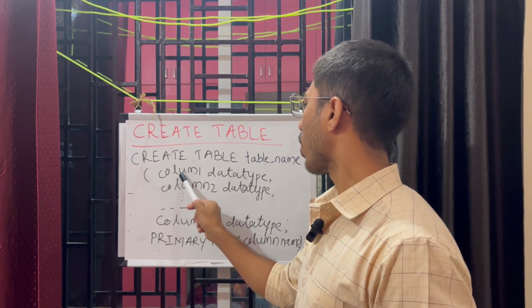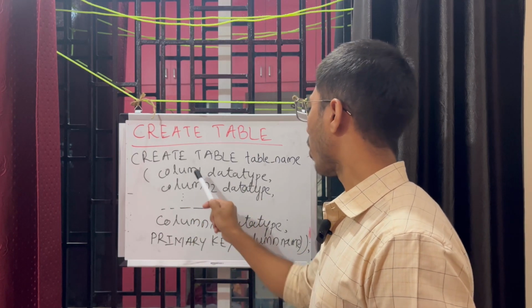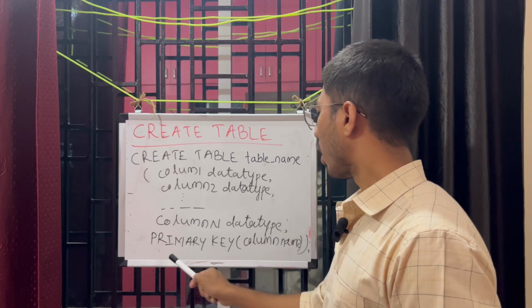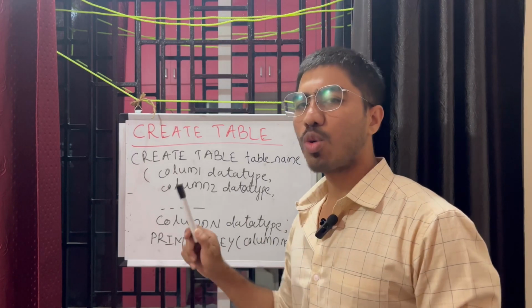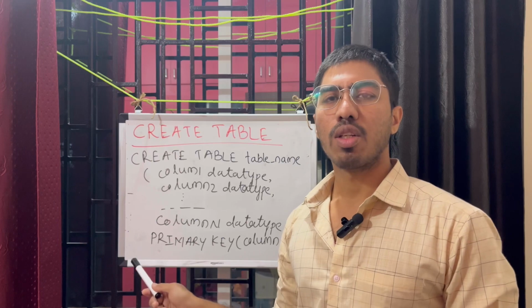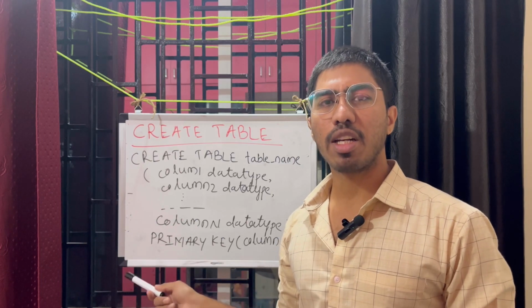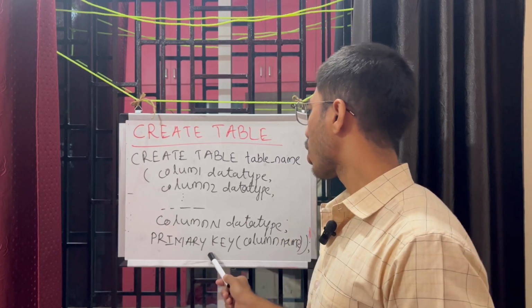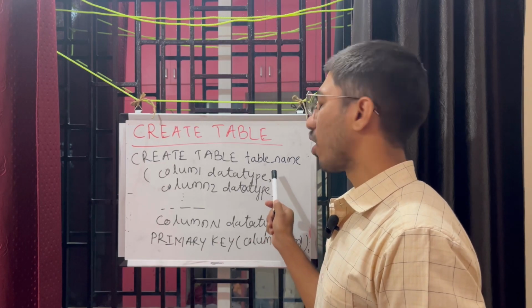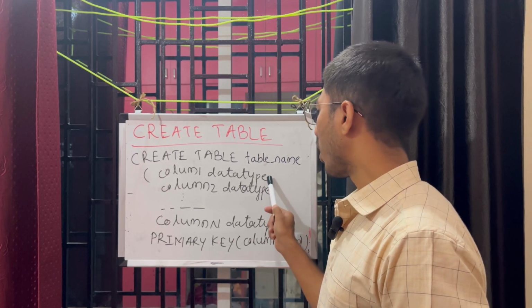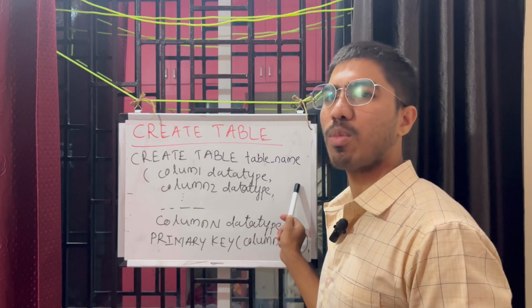So you need to specify column 1 data type, column 2 data type, and so on, column n data type, and at the last you have to specify the primary key. If you want any primary key in a table, you have to specify it at the last, or you can also specify it at the beginning when declaring the column names.